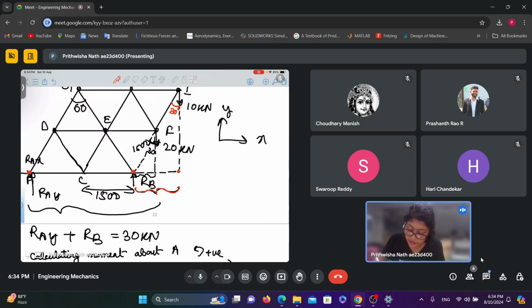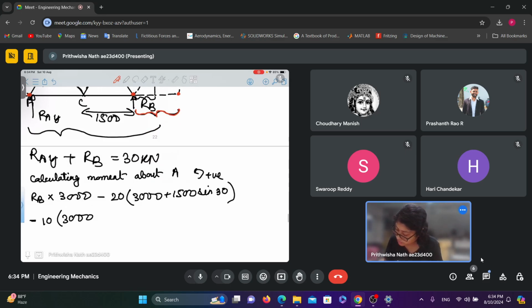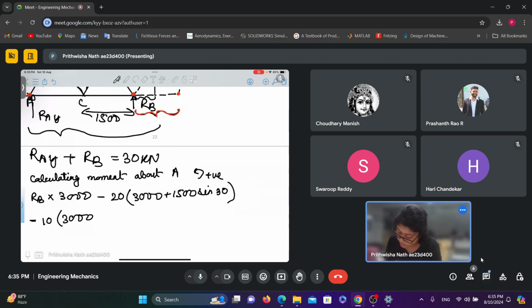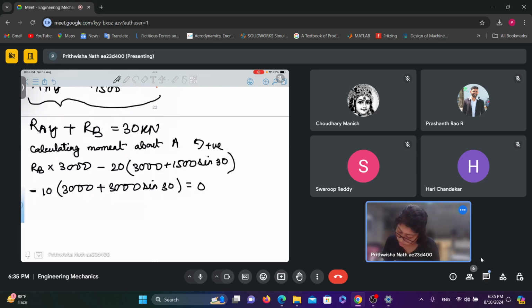These are equilateral triangles, so this angle is 60. So this angle has to be 30, right? So 3000 plus 3000 sine 30 degree equals 0. So RB finally comes out to be 40 kilonewton.